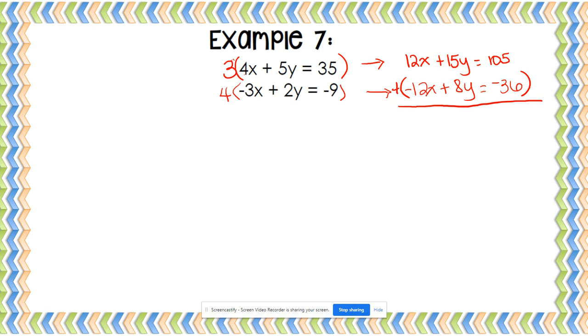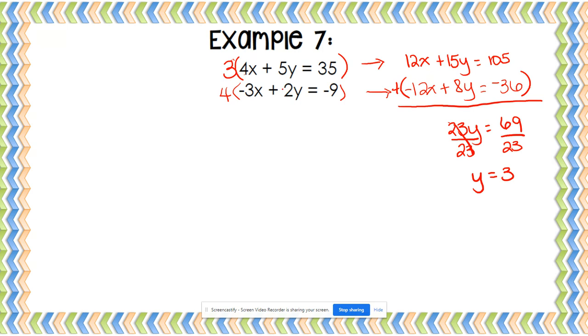12x plus negative 12x is 0x, so they cancel. And then 15y plus 8y gives me 23y. Then I'm going to do 105 plus negative 36, which gives me 69. Now to get y by itself, I'm going to divide by 23 on both sides. These will cancel and leave me with y equals, and when I do 69 divided by 23, I get 3. So now I just need to find out what x equals.